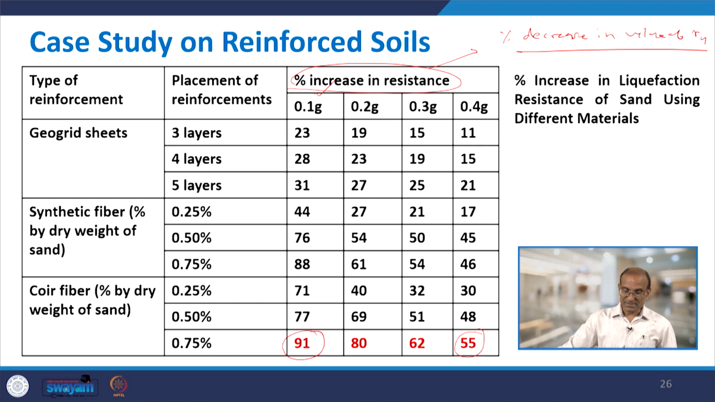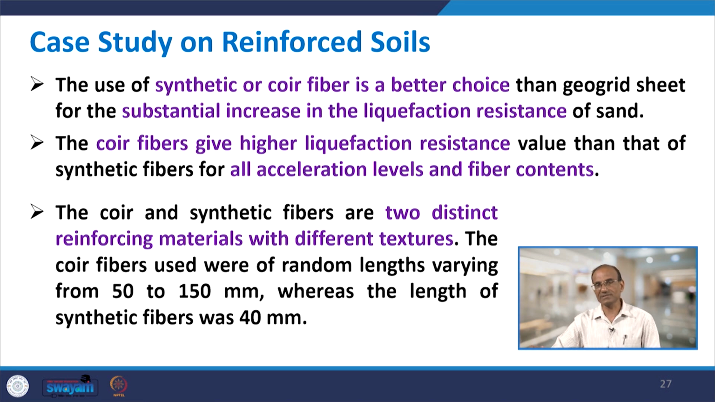Out of these, geogrid sheets were less effective, with a maximum of 31% even for 5 layers, and synthetic fiber 88%. So, synthetic fibers and coir fibers are kind of comparable in effect. However, synthetic fibers are costly compared to coir fiber. So, coir fiber was very effective, and this was kind of an innovation which was published in an ASCE paper.